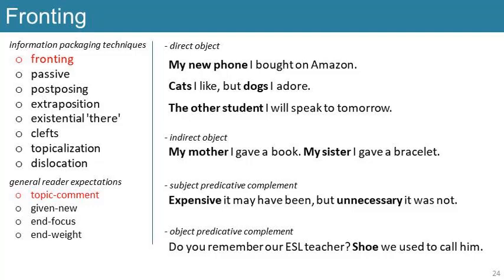In the sentence, "My new phone I bought on Amazon," the writer wishes the topic to be the new phone and the comment about it to be where it was bought. Fronted objects are often found in what can loosely be called comparative sentences, such as "Cats I like, but dogs I adore," and "My mother I gave a book, my sister I gave a bracelet."